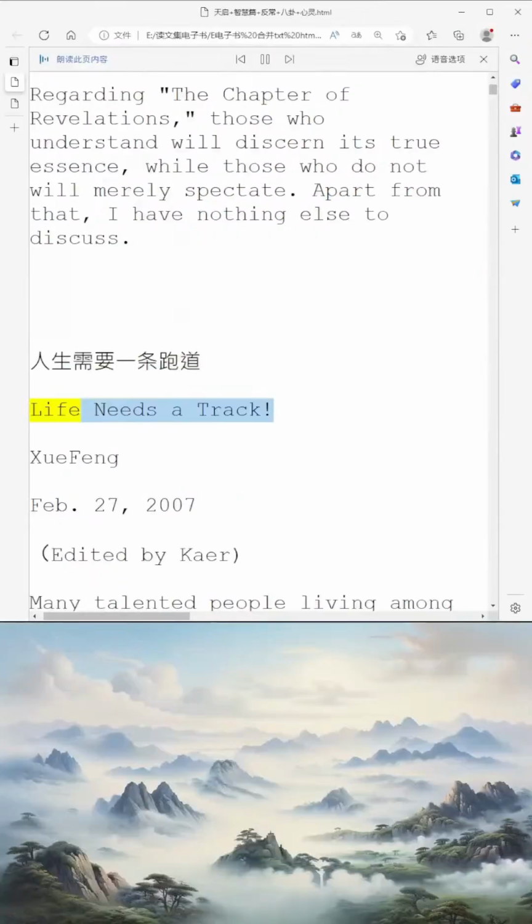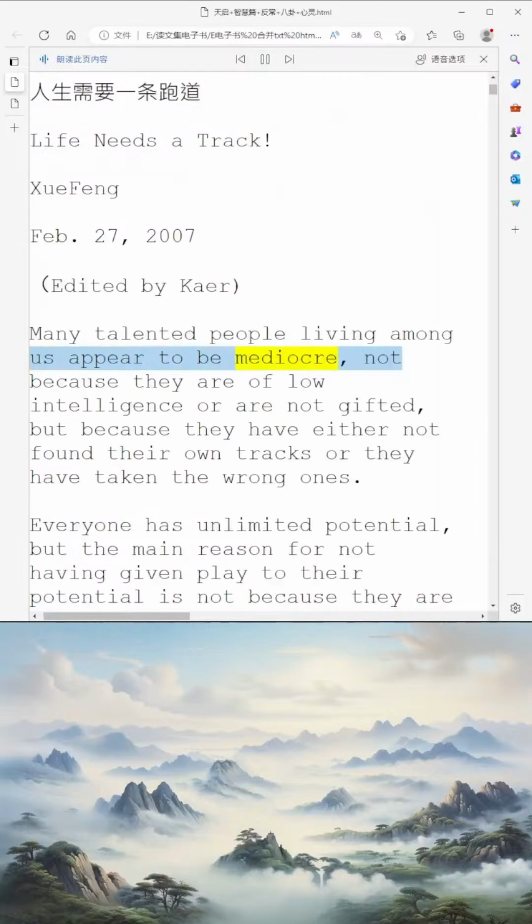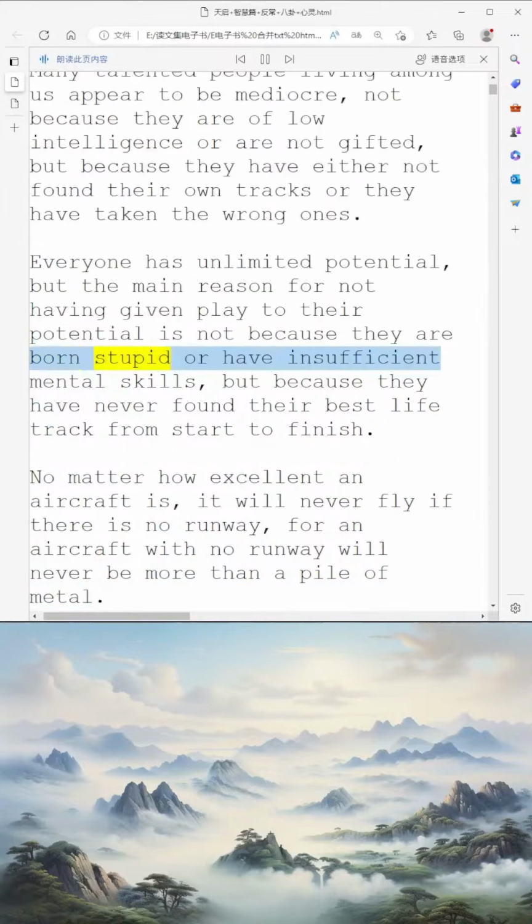For example, life needs a track. Many talented people living among us appear to be mediocre, not because they are of low intelligence or are not gifted, but because they have either not found their own tracks or they have taken the wrong ones. Everyone has unlimited potential, but the main reason for not having given play to their potential is not because they are born stupid or have insufficient mental skills, but because they have never found their best life track from start to finish.